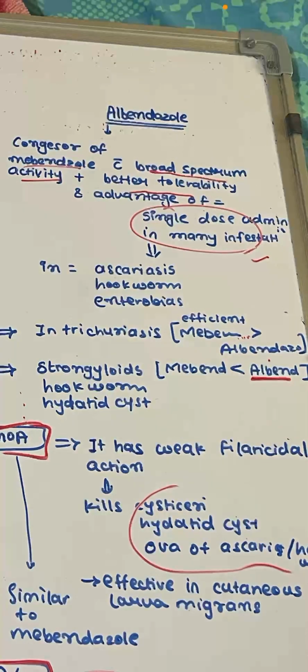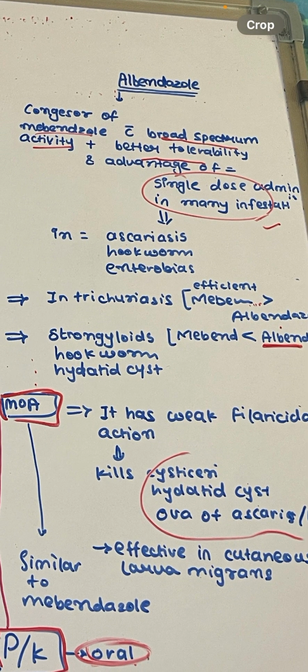Now we'll talk about albendazole, which is also a congener of mebendazole with broad spectrum activity and better tolerability. Everything is the same as mebendazole, but the only advantage is single dose administration in many of the infestations, such as ascariasis, hookworm, and Enterobius. Although it has that advantage, in trichuriasis mebendazole is more efficient than albendazole. But in strongyloides, hookworm, and hydatid cyst, albendazole is more efficient than mebendazole.